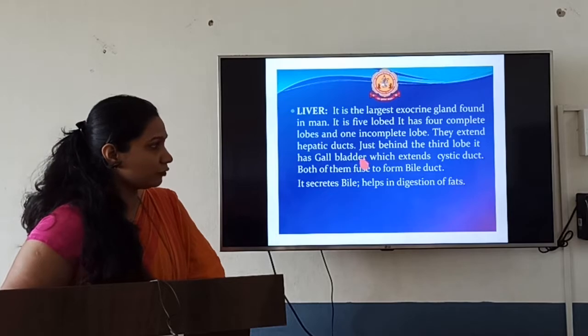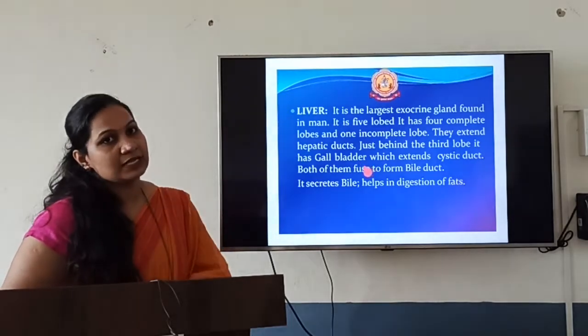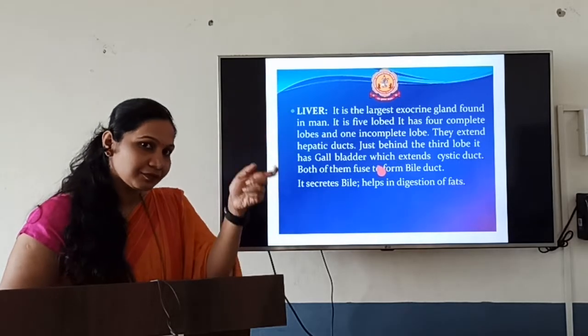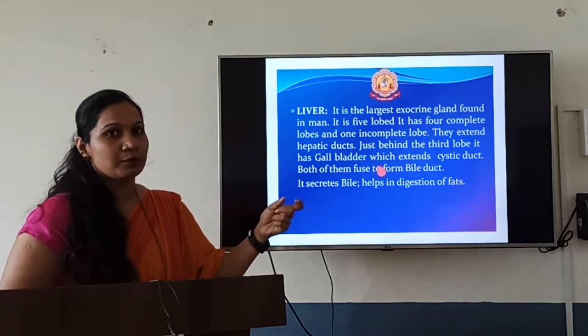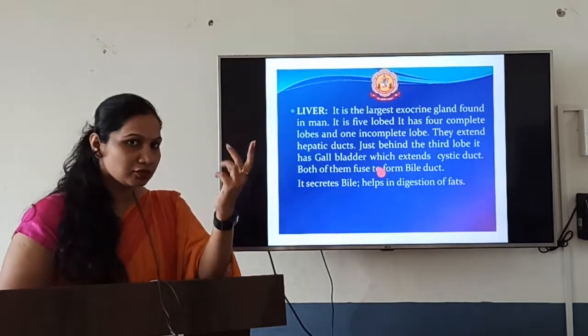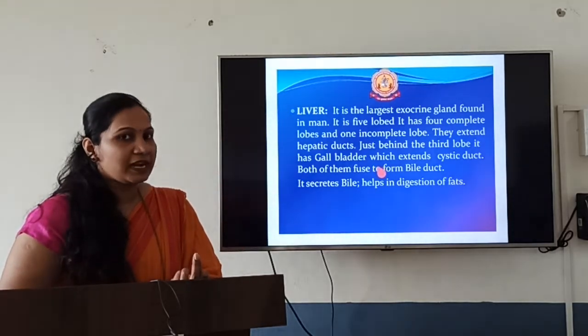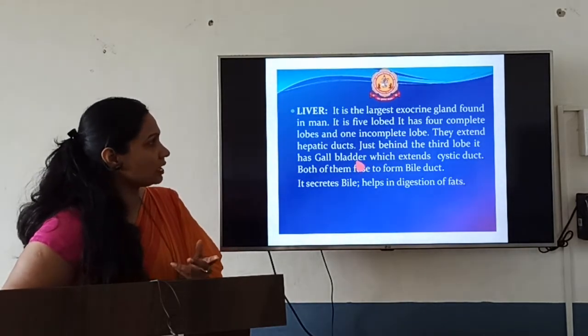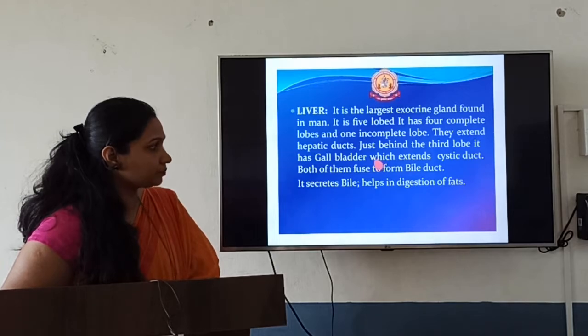Gallbladder is mainly made for the concentration as well as the storage of the bile juice. So hepatic duct will transfer the bile juice into the gallbladder, where the duct of the gallbladder is the cystic duct and they are joined to form a common bile duct. Then they are again joined with the pancreatic duct. So that is regarding the liver.